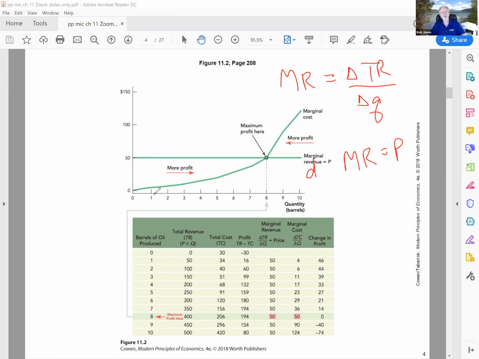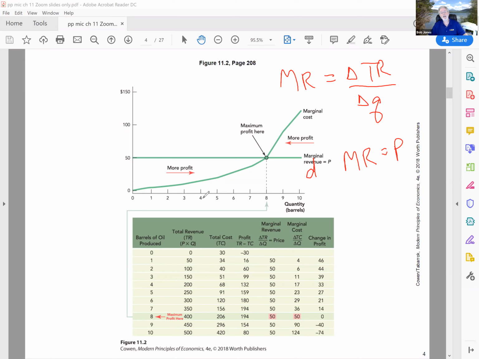For the first unit, if he decides to sell it, it'll bring in 50. Marginal cost is way down here. His profit will go up by this amount, so he wants to produce it. So he looks at the second one. Same thing is true. MR is greater than MC, so he produces it.